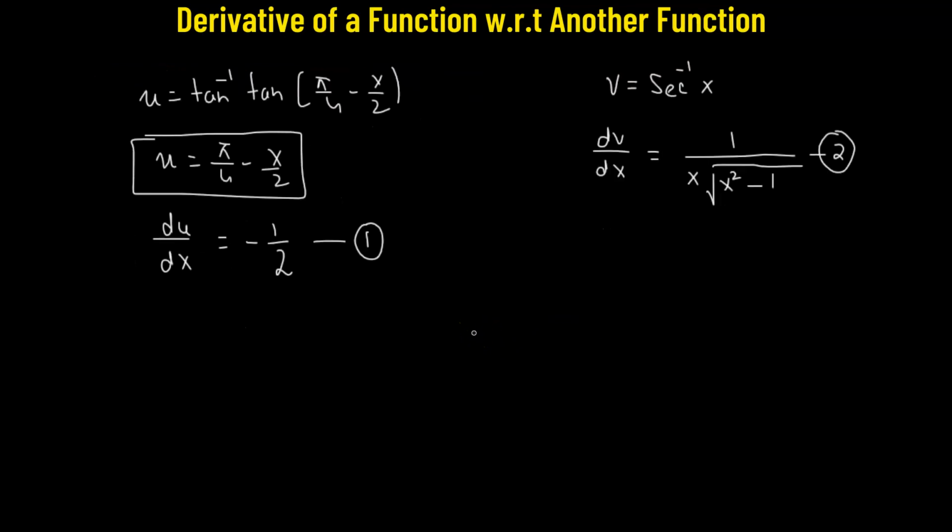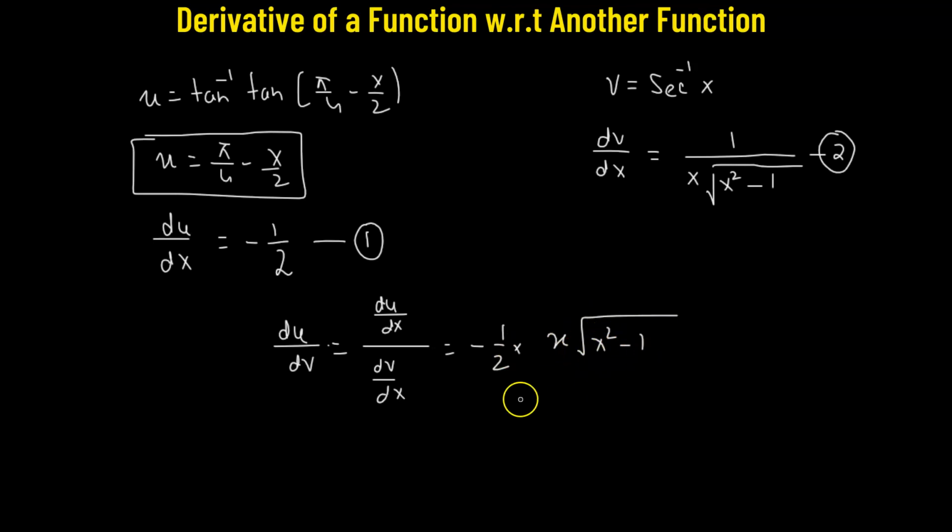Now that we have 1 and 2, we are ready to find the derivative of u with respect to v, which is simply the derivative of u with respect to x divided by the derivative of v with respect to x. That gives us negative 1 multiplied by x times square root of x squared minus 1. Or simply we can say that the derivative of u with respect to v comes out to be equal to negative of x multiplied by square root of x squared minus 1, whole divided by 2. So this is the value of the following derivative.